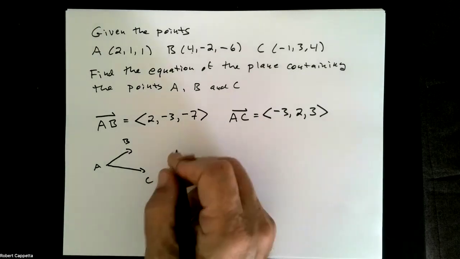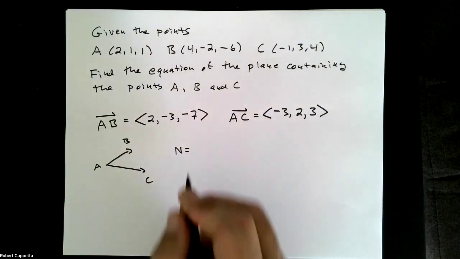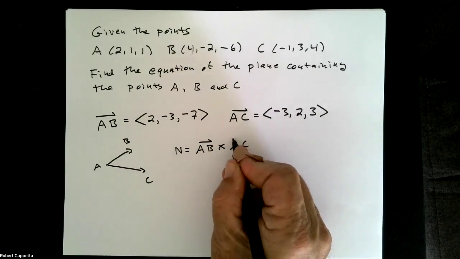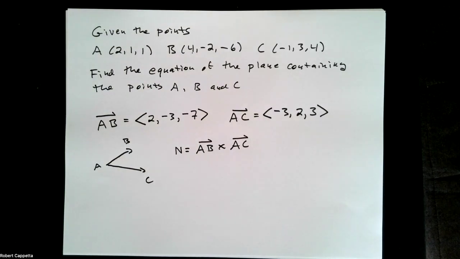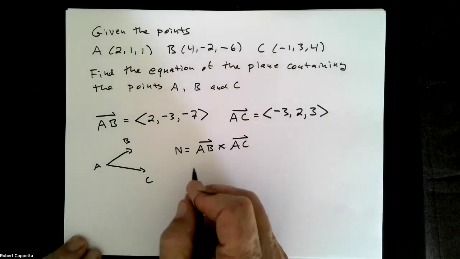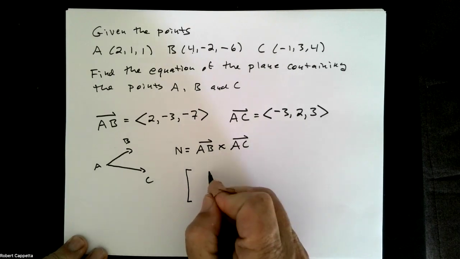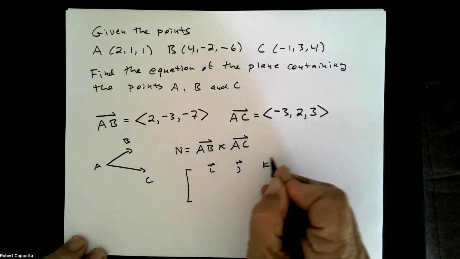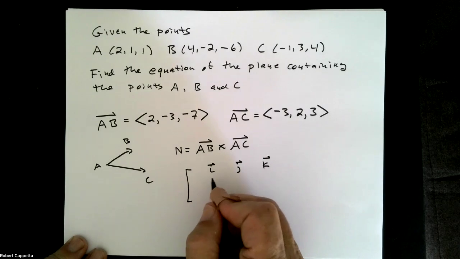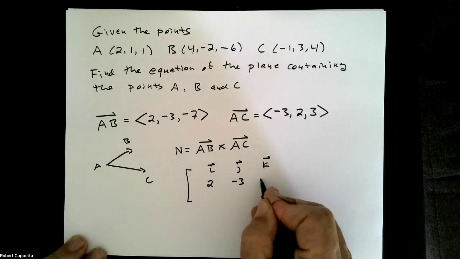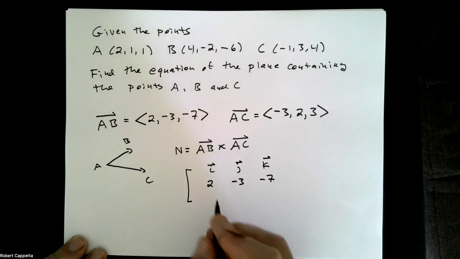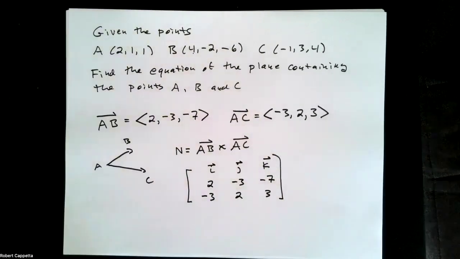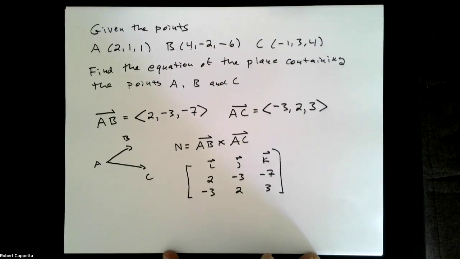So the normal vector N can be determined by taking the cross product of AB with AC. So let's take a look at that. How is that going to work? We're going to put i, j, k across the top. These are all vectors. AB is 2, -3, -7, and AC is -3, 2, 3. And we want to take the cross product of those 2 vectors.